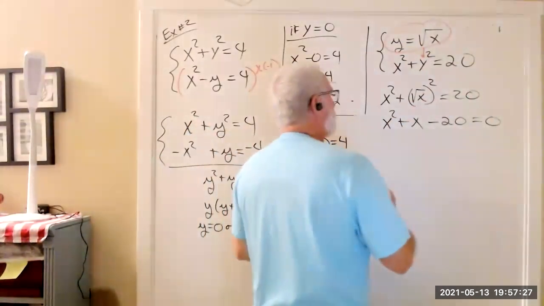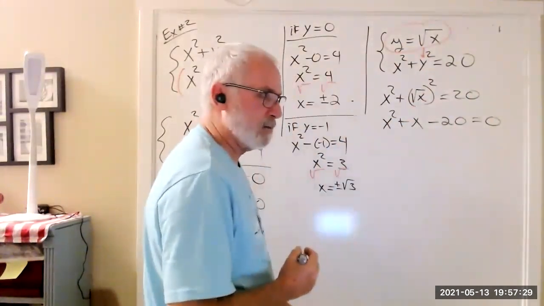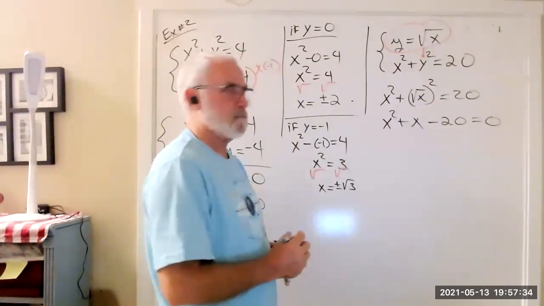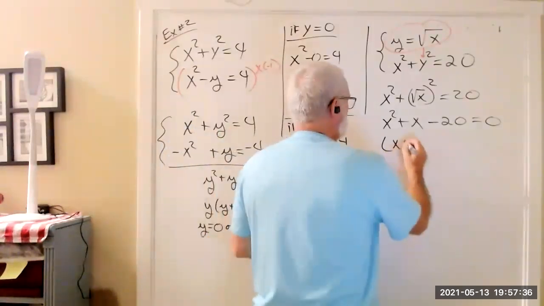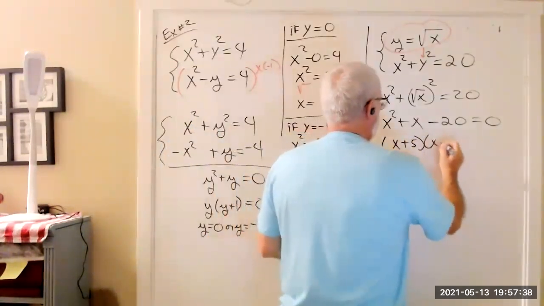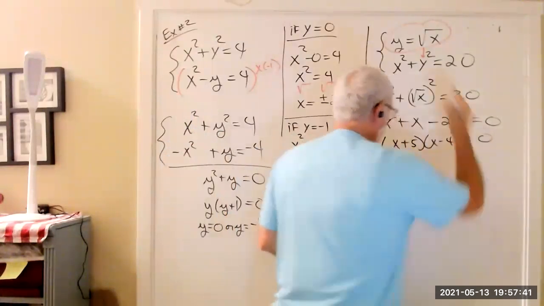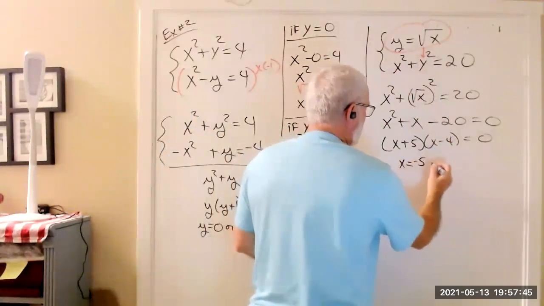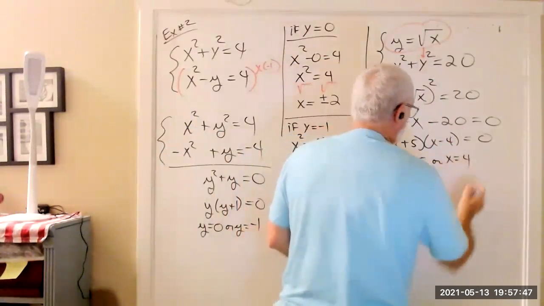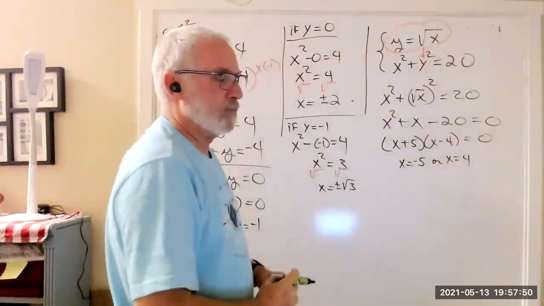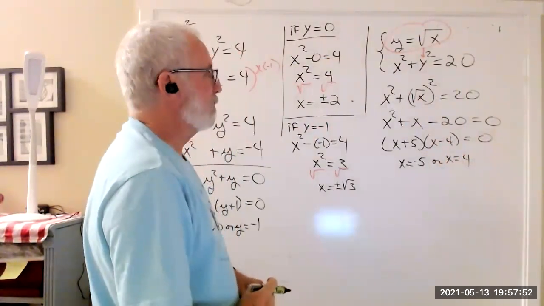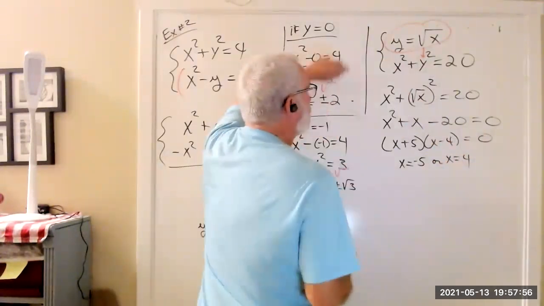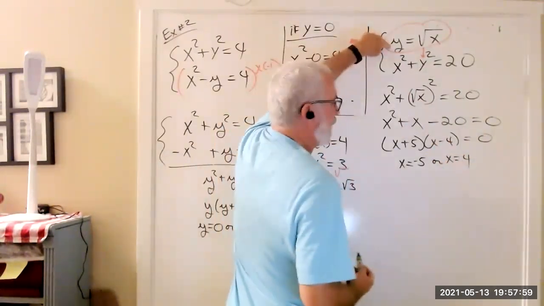Okay. You guys okay with me so far? Any concerns? All right. Factors is x plus 5, x minus 4 equals 0. So this gives me x equals -5 or x equals 4. Okay, now plug it back in. Always the simplest one, if you can.